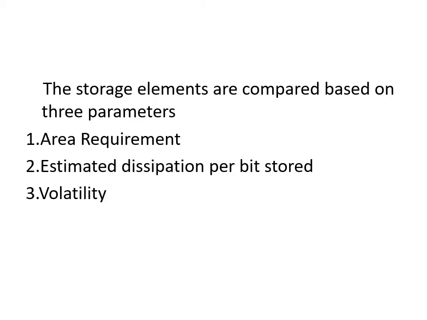The storage elements are compared based on three parameters, that is the area requirement, estimated dissipation per bit stored, and volatility. Here we will be discussing the different memory elements. We will see which is better, and this comparison is made based on how much area is required on the chip, how much power dissipation takes place, and how long the data can be stored.